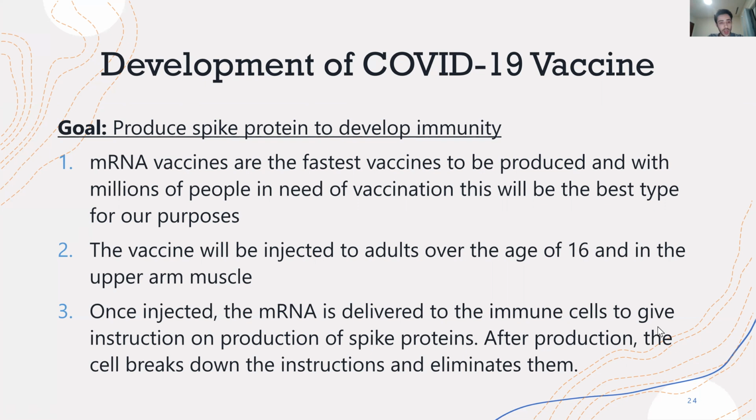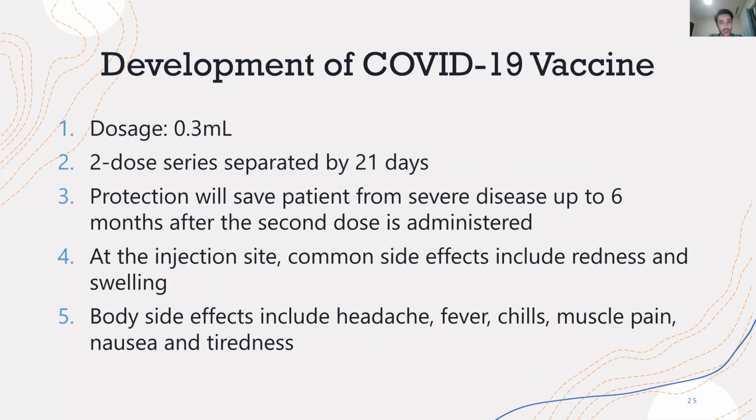Once injected, the mRNA is delivered to the immune cells to give instruction on production of spike protein. And then after production, the cell breaks down the instructions and removes the mRNA, eliminates all of them. So we determined a dosage of 0.3 milliliters is optimal, in a 2 dose series separated by 21 days. Protection will save the patient from disease for up to 6 months after the second dose that is administered. So it's only temporary vaccination.